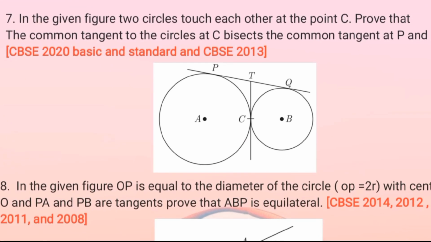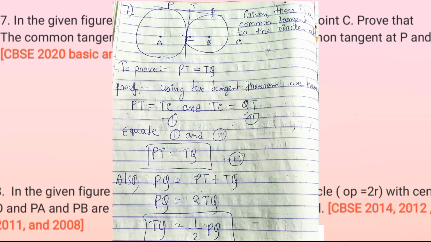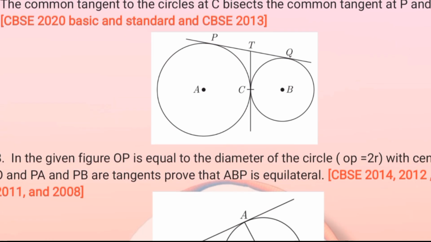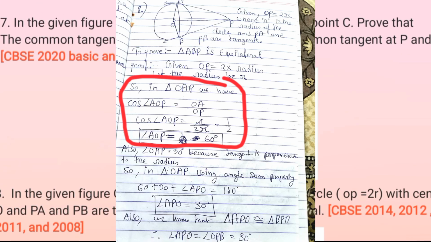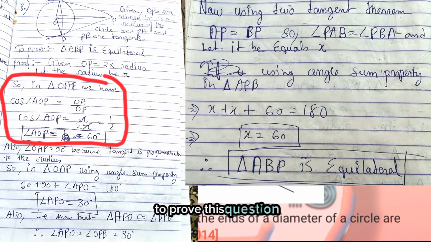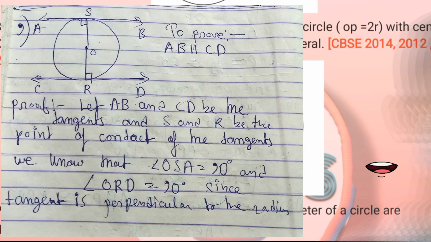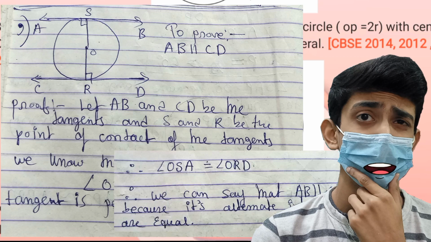Just look at this. In this question, we have two circles instead of one, but we have to apply the same two tangent theorem to prove this question. Question number 8 is one of my favorite because we have to apply some rules of trigonometry to prove this question. I think the next question is very basic because we have to use only one theorem which says tangent is perpendicular to the radius.